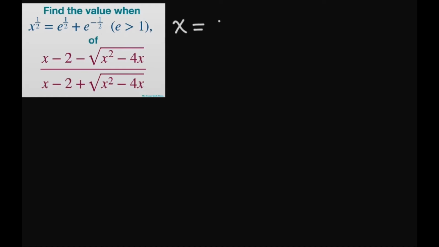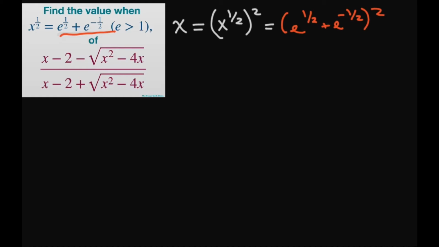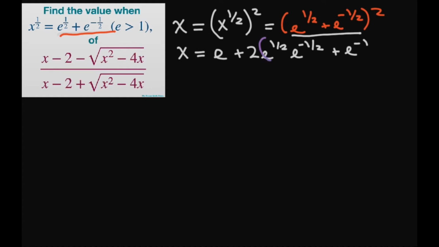All right, so basically we know that x equals x to the power of 1/2 squared. So that's going to equal this squared as well. So we're going to square this: e to the power of 1/2 plus e to the power of negative 1/2, squared. So we get x equals e plus 2e to the power of 1/2 times e to the power of negative 1/2, plus e to the power of negative 1. All right, this just equals 1.